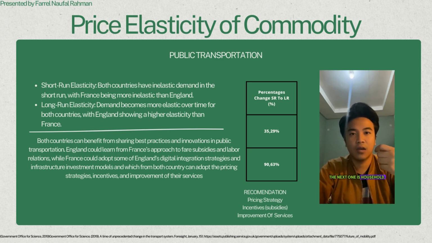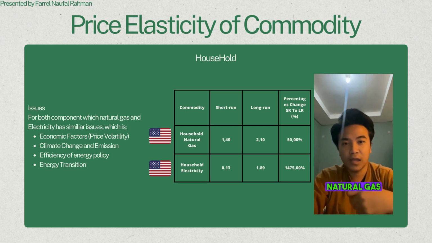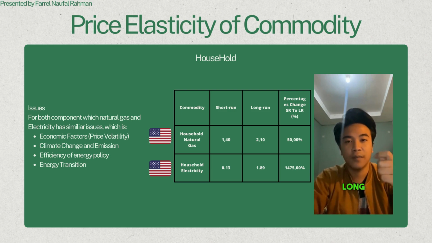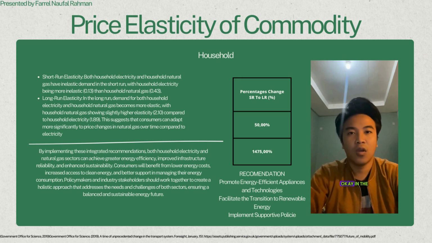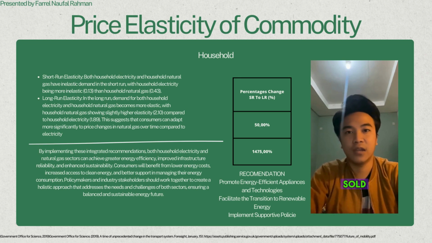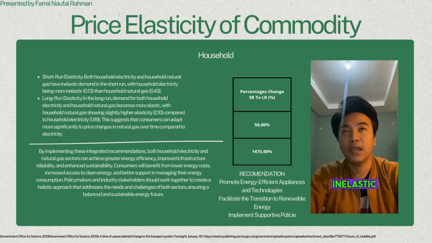The next one is household. Household commodity in natural gas is 50% change, and household electricity is 1,475 changes from short run to long run, with issues such as economic factors, climate change, and energy efficiency policy and energy transitions. Okay, in the short run, for comparison, both household electricity and household natural gas have inelastic demand, but with household electricity more inelastic.